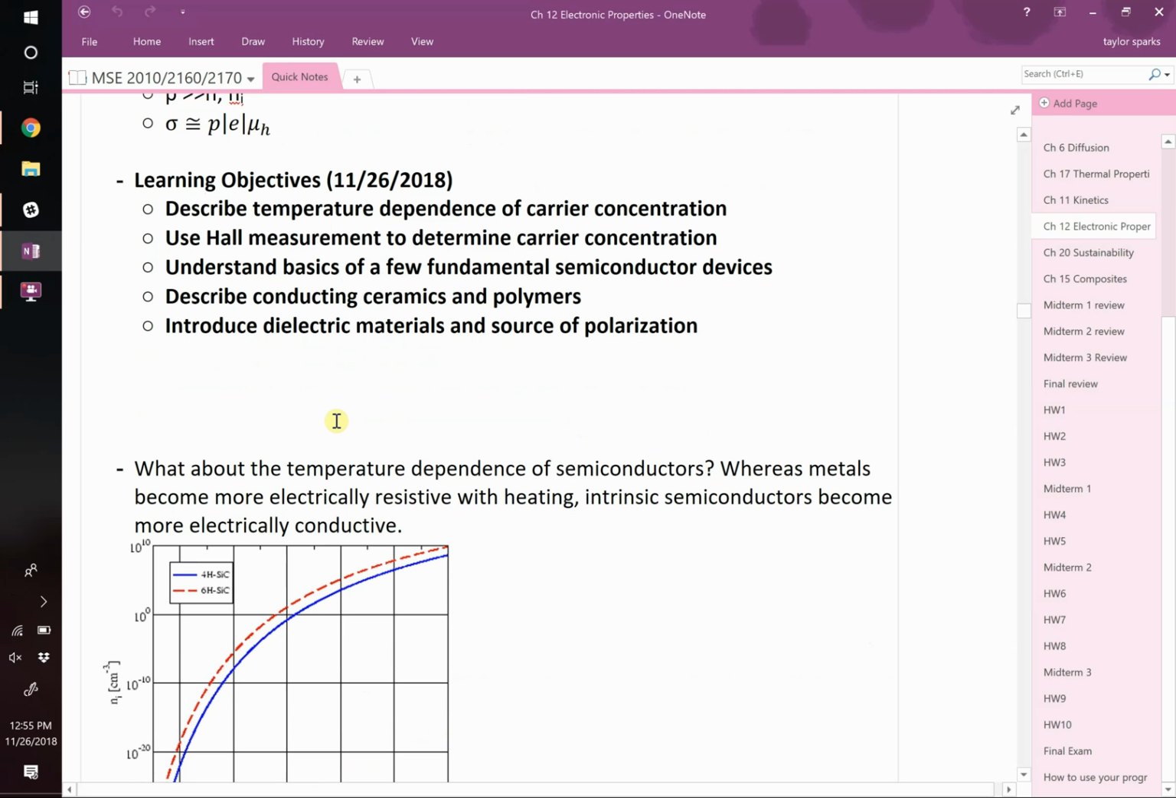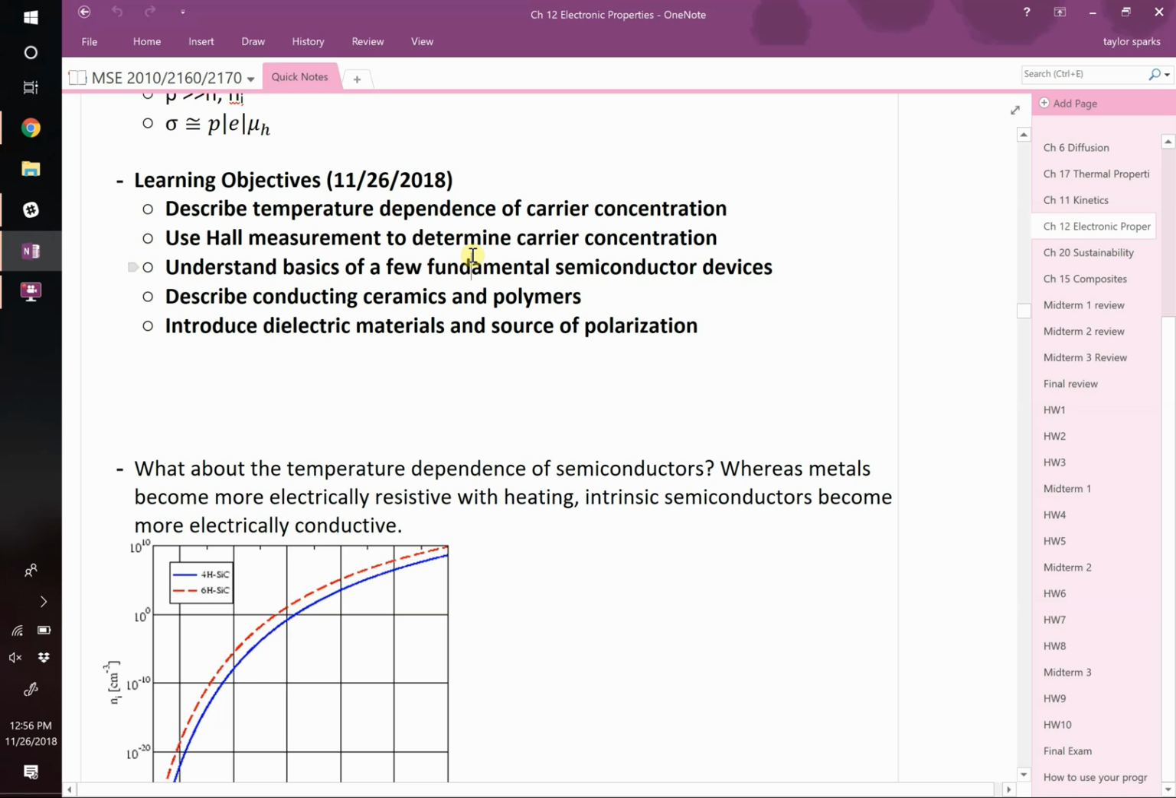Today we'll go over our learning objectives, okay? We're going to talk about the temperature dependence of our carrier concentration. So the number of carriers, be they holes or electrons, what do they do as you change temperature? We're going to talk about Hall measurements as a way to determine the carrier concentration.